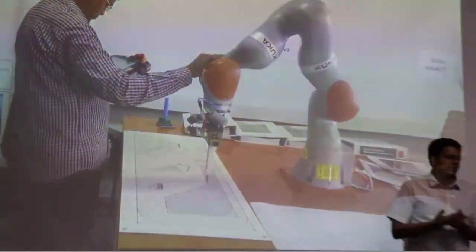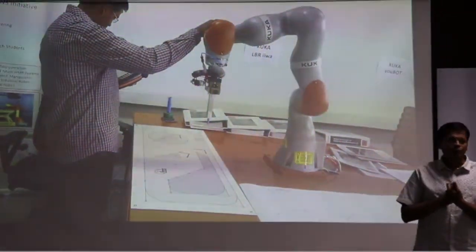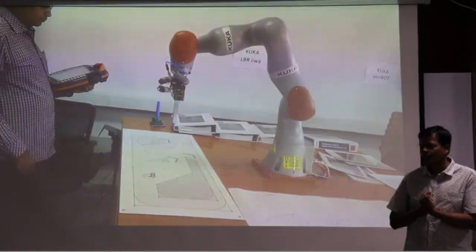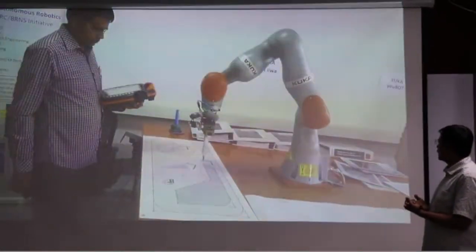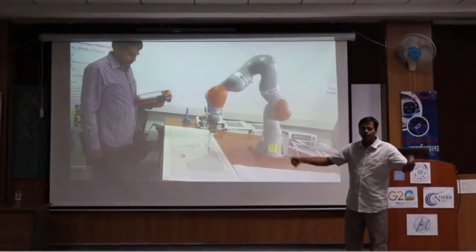So this is one thing that this type of robot can do. This is known as lead through programming, or there are many other names to it. This is a cobot called KUKA IIWA. This is just 5 kg payload capacity. We can pull even more now.